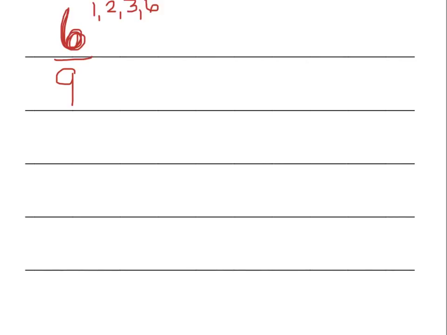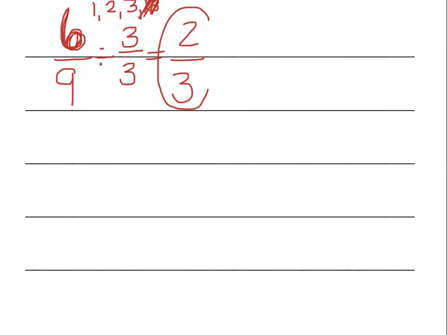Does 6 go into 9? No. Does 3 go into 9? Yep. Bingo. We found our greatest common factor. 6 divided by 3 is 2. 9 divided by 3 is 3. Voila, our reduced fraction. All right, your turn.